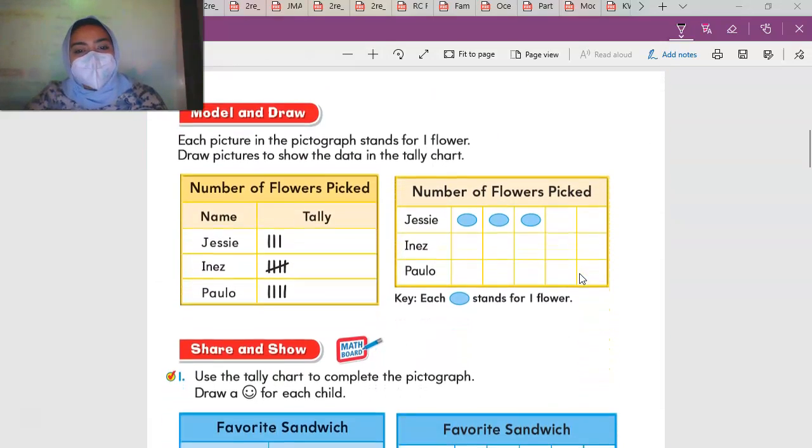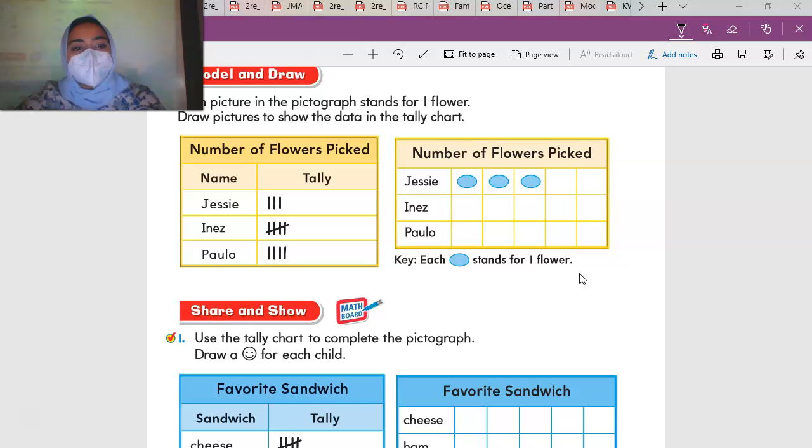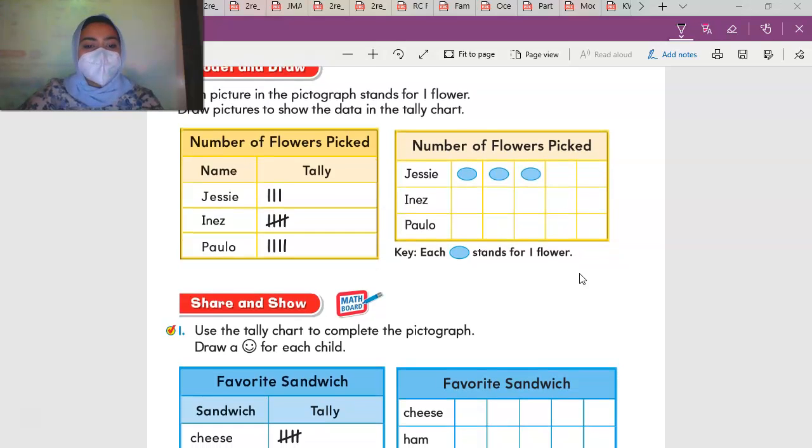Moving on. Each picture in the pictograph stands for 1 flower. Draw pictures to show the data in the tally chart. So Jessie has 3, Anise has 5, and Paolo has 4. And then here it says each oval stands for 1 flower.